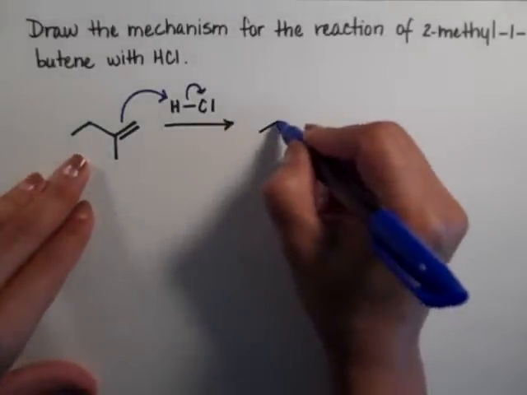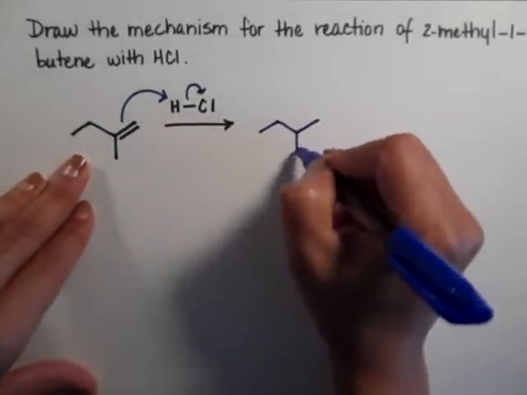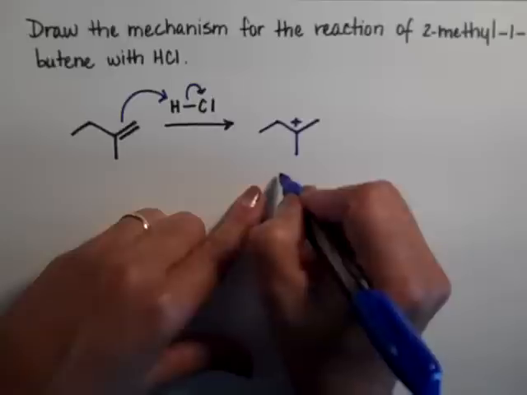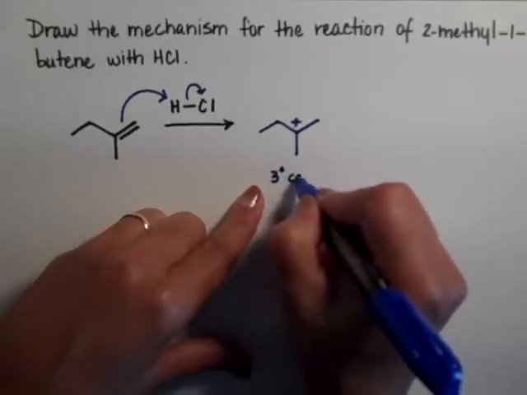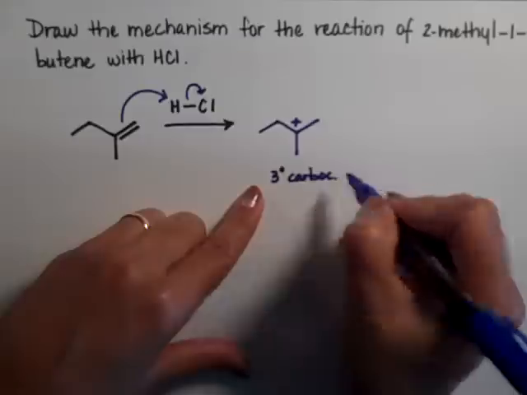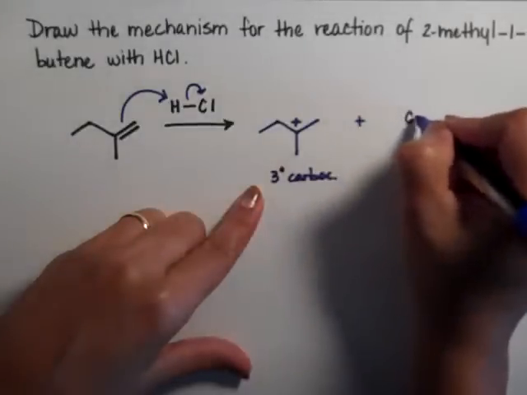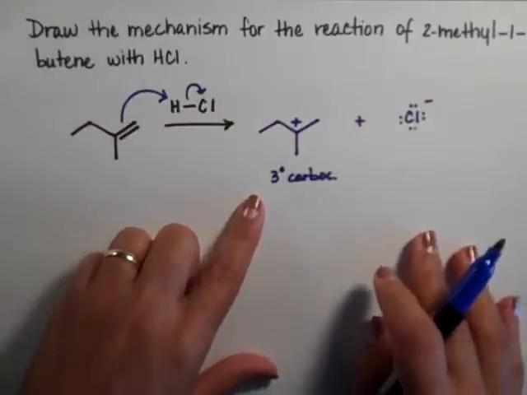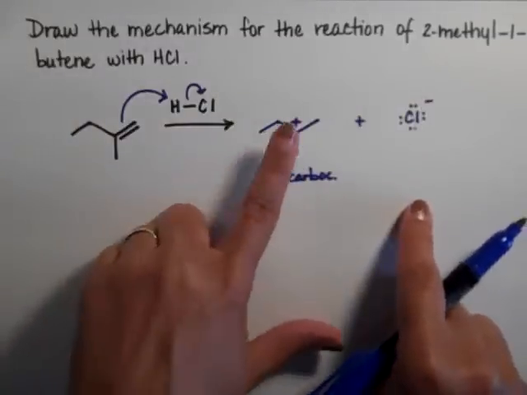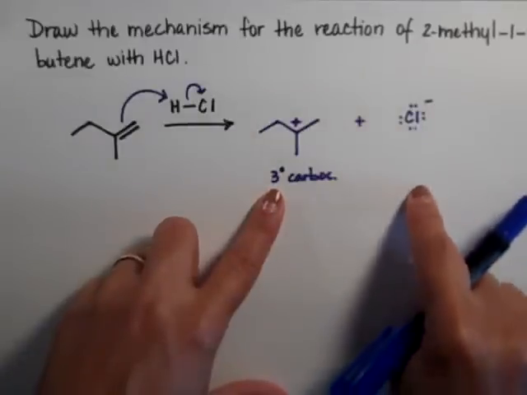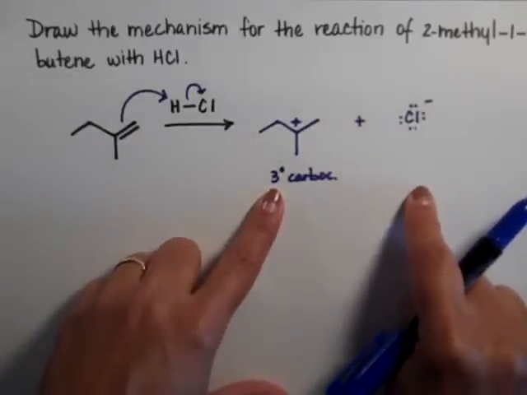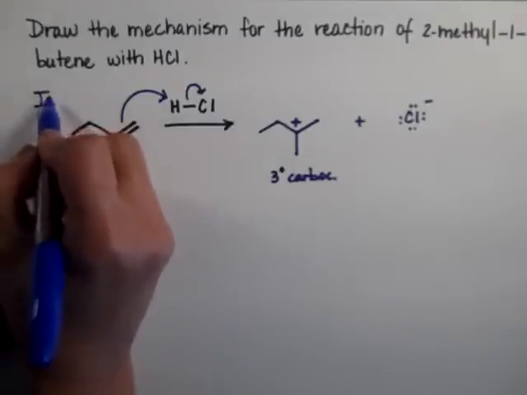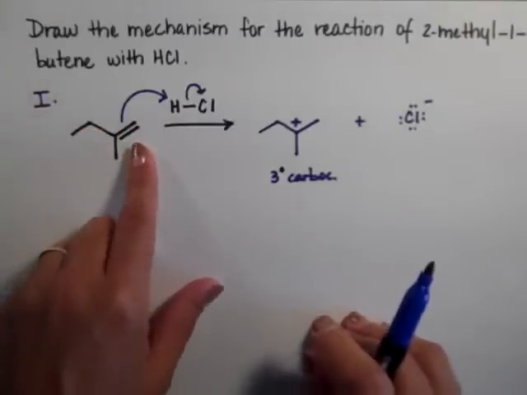So we form a carbocation intermediate, and we always form the most stable carbocation intermediate. This one is going to be a tertiary carbocation. And we just displace a halide. So now we have these two right here, the carbocation and the anion of the halide. And this is the first step of the reaction. And this step, normally, is called the protonation of the double bond.